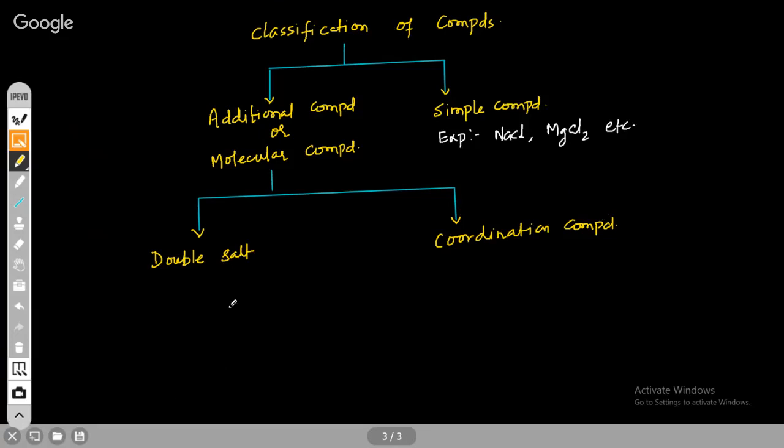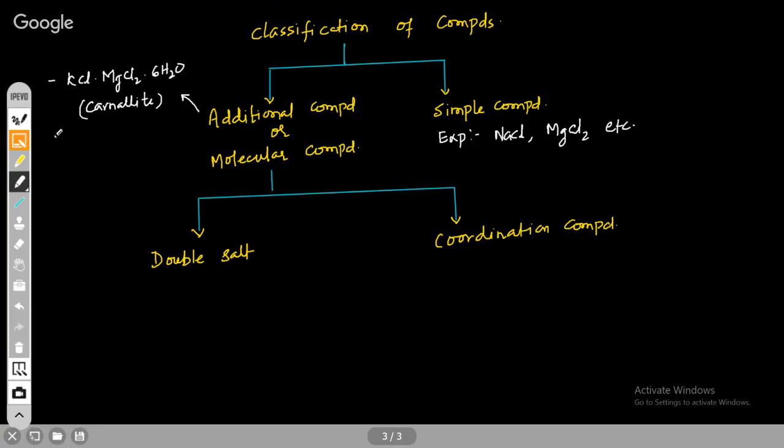Okay, so for double salt, we'll see examples. Additional or molecular compounds are those compounds which contain water molecules in the hydrated form. For example, write down carnallite, KCl.MgCl2.6H2O. This is an additional or molecular compound, with water present in the hydrated form. The name of this compound is carnallite. The name is also important, so you must keep this in mind.